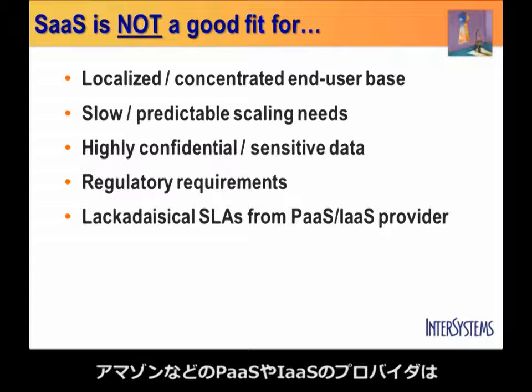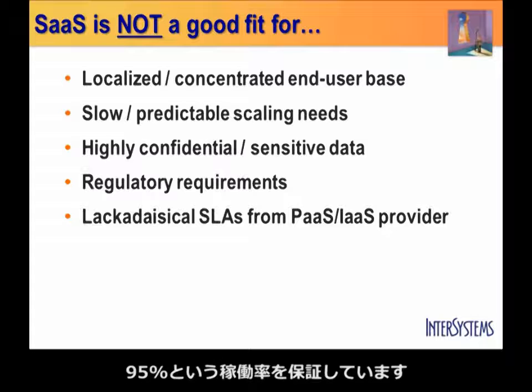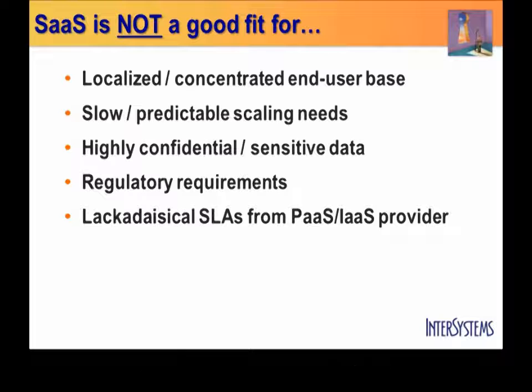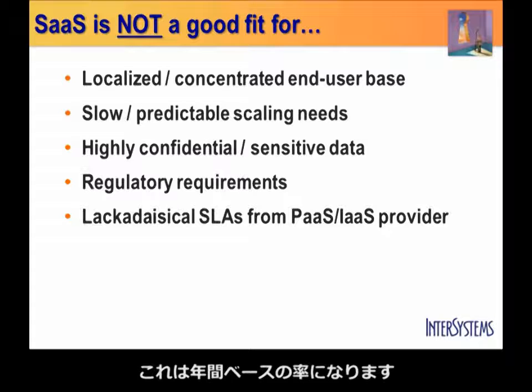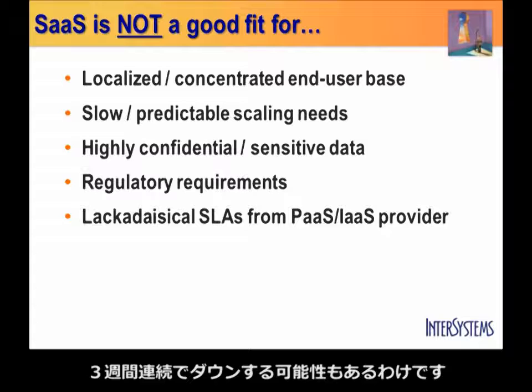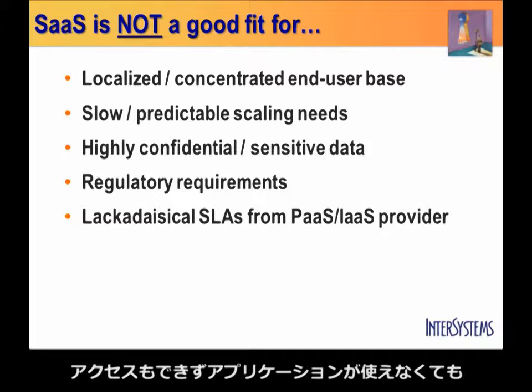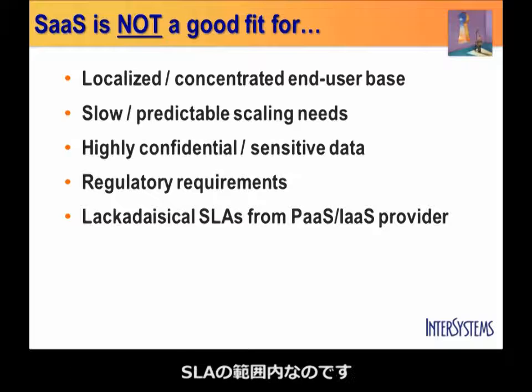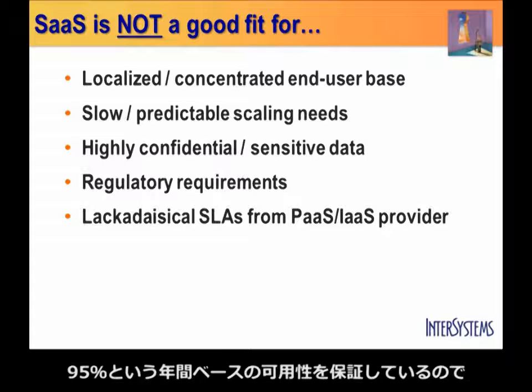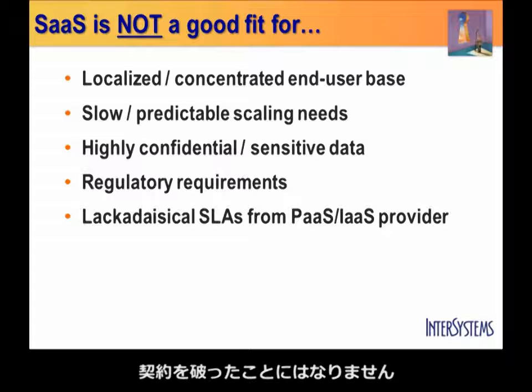The platform as a service or infrastructure as a service provider, like Amazon, for example, guarantees a 95% uptime. And they measure that on an annual basis. Okay? So your environment, your application could be down for 3 weeks straight. No access, no application, no nothing. And they would still be within their SLAs. Okay? So they would not be breaking their contract, because they guarantee a very loose 95% availability, and they measure that on an annual basis.